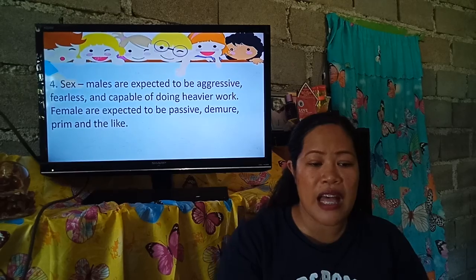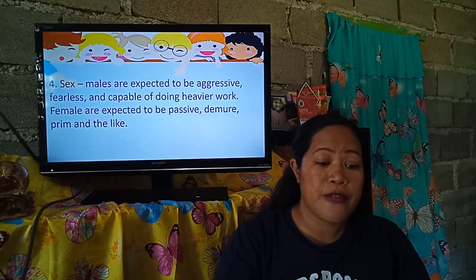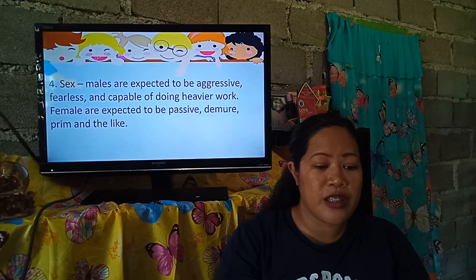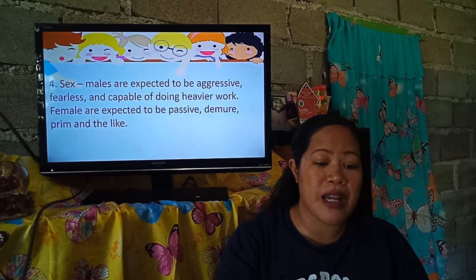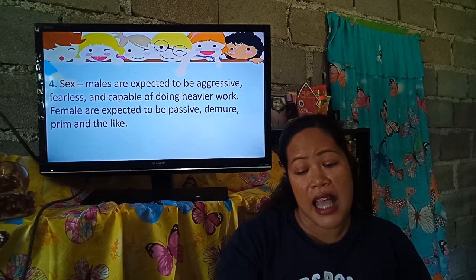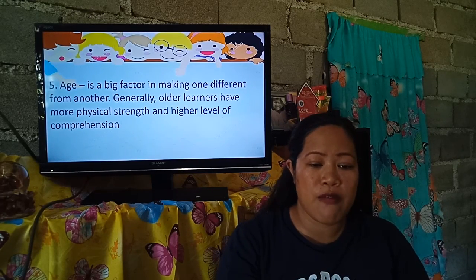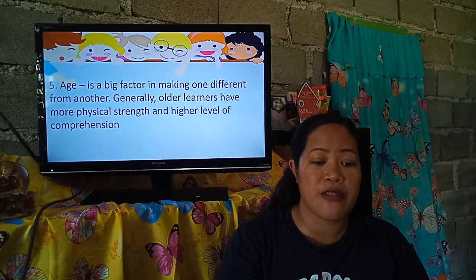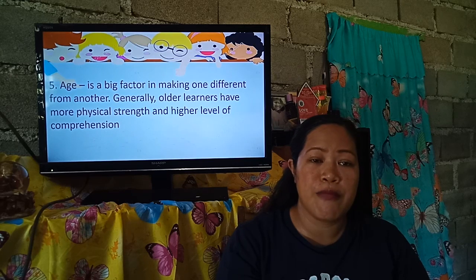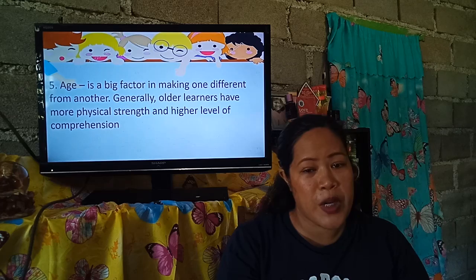We also have the sex. Males are expected to be aggressive, fearless, and capable of doing heavier work compared to the female, because female are expected to be passive, demure, prim, and the like. We have also the age. Age is a big factor in making one different from another. Generally, older learners have more physical strength and higher level of comprehension.